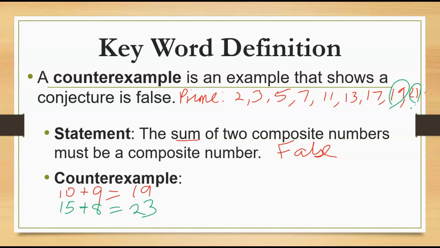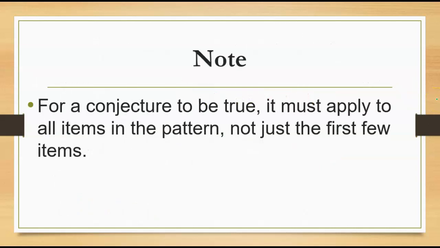All right. So again, to prove that something is false, we have to provide a counterexample. So for a conjecture to be true, it must apply to all items in the pattern. Like I showed with the dot, all of them have to apply. Not just the first few items, all of it.